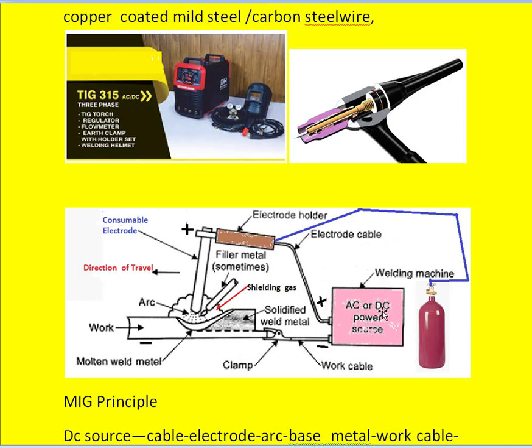So here the circuit is closed like this. First, the supply comes from the DC supply, goes through the cable and through this holder, then reaches the electrode, that is the wire electrode. Then it forms an arc, so current flows through this arc, then enters the base metal, and from the base metal it enters the clamp. From the clamp it enters the work cable, and then it reaches the battery return path.